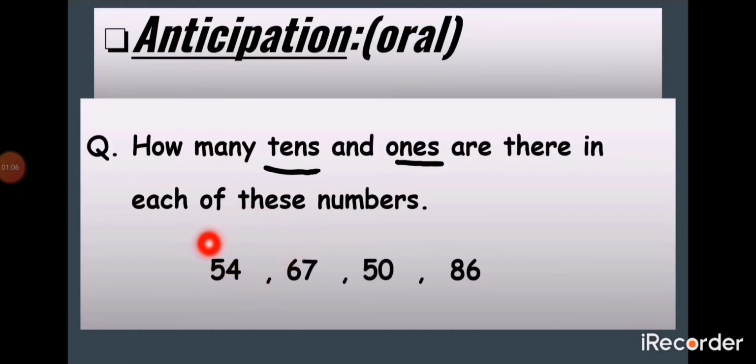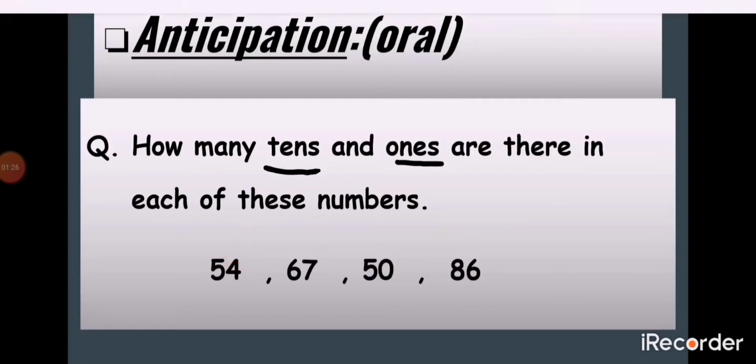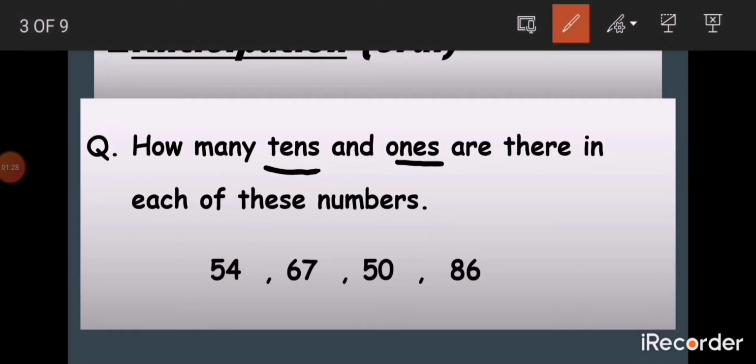And for finding the tens and ones, we will put the place value first on each number or each digit. So start from the right side digit. As you know, when we have to put the place value, we always start from the right side digit. So in this number 54, 4 is on the right side. So we'll put the first value on 4. And the first value in mathematics is, yes, ones. So we will write capital O for ones.